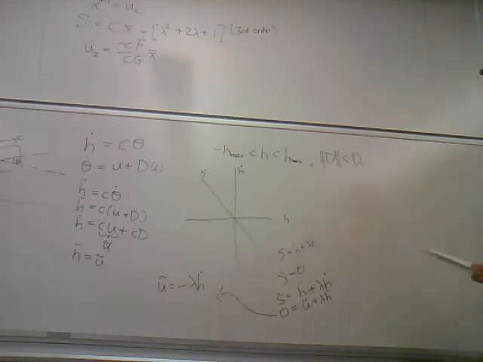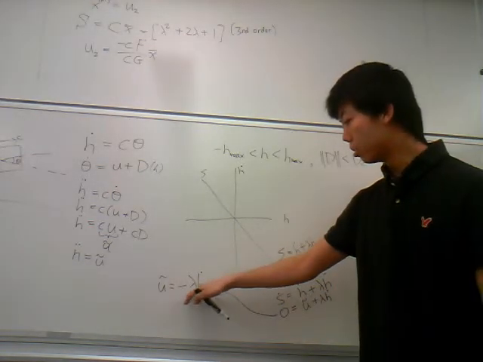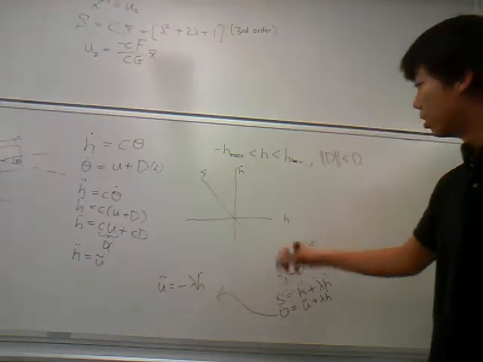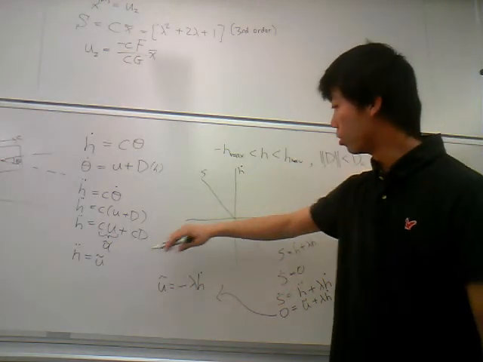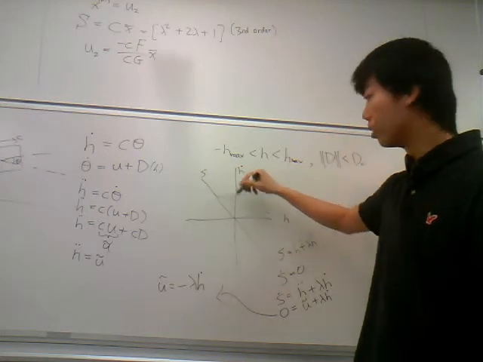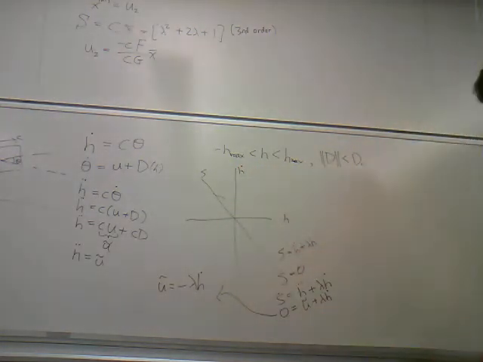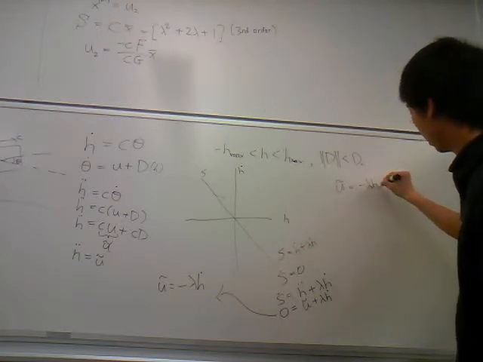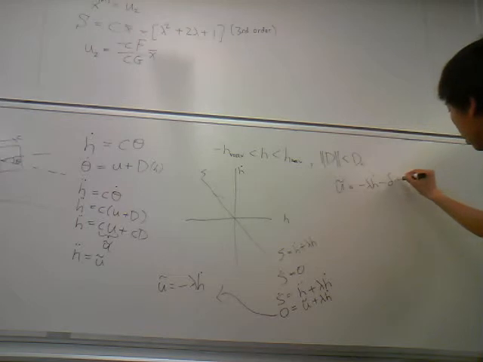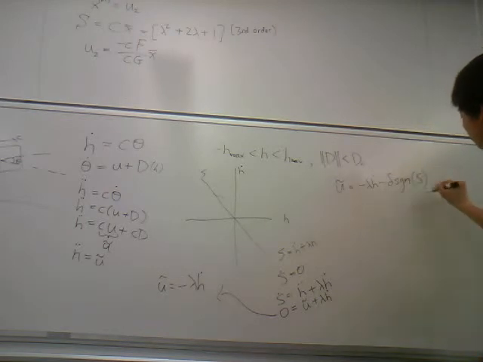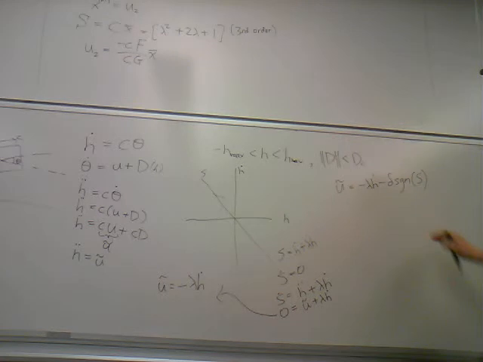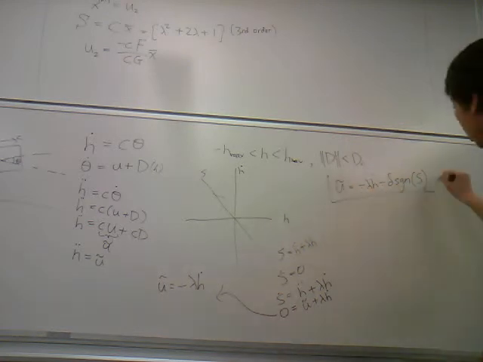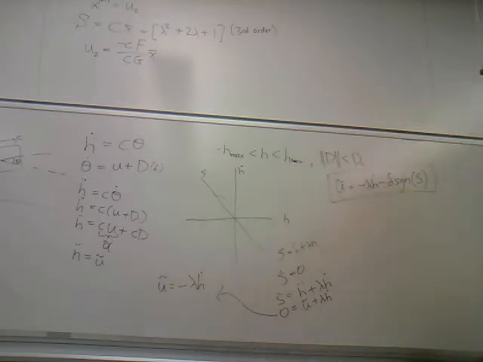Now that we have that, this is not going to be enough, right? Because of our disturbance, if it comes off the surface, we need a way to kick it back onto the surface. So we add delta signum of S. If it's off the surface, we kick it back. So this becomes our controller in this case.